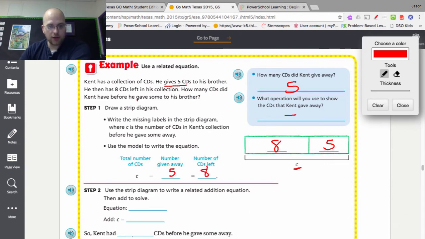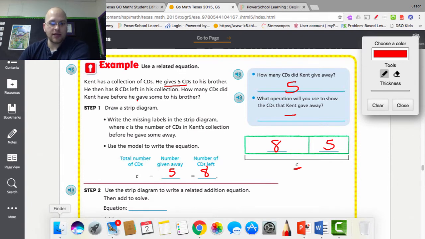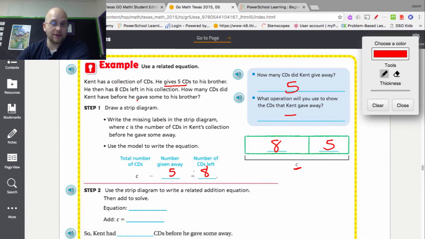Now, what have we been doing? We are writing the inverse equation or the inverse operation. So C is by itself. C equals 8 plus 5, right? Because I know that if I add those two things together, I get this total. 8 plus 5 is 13. That means that Kent had 13 CDs before he gave some away. Okay?